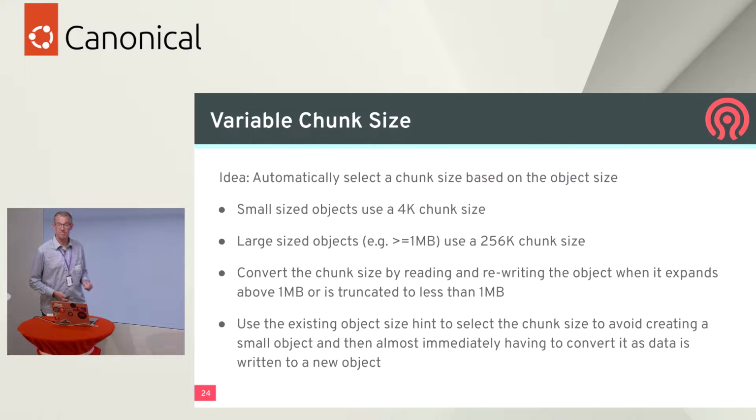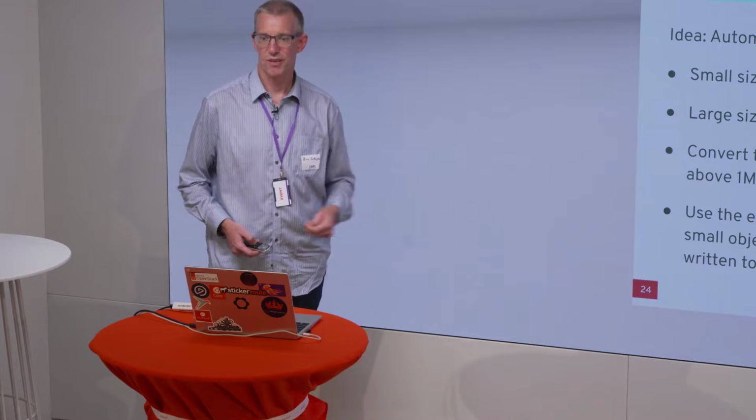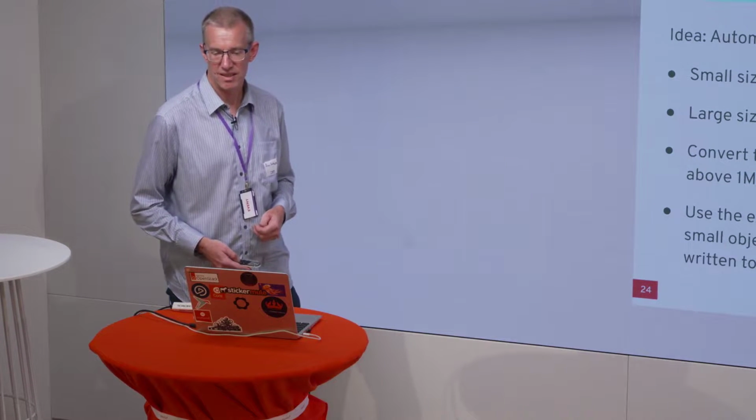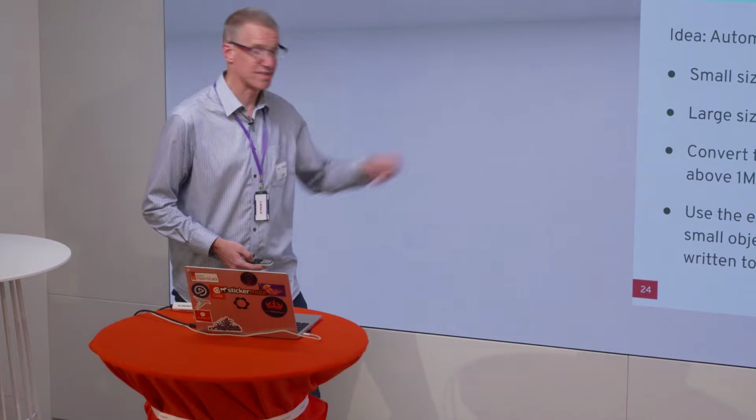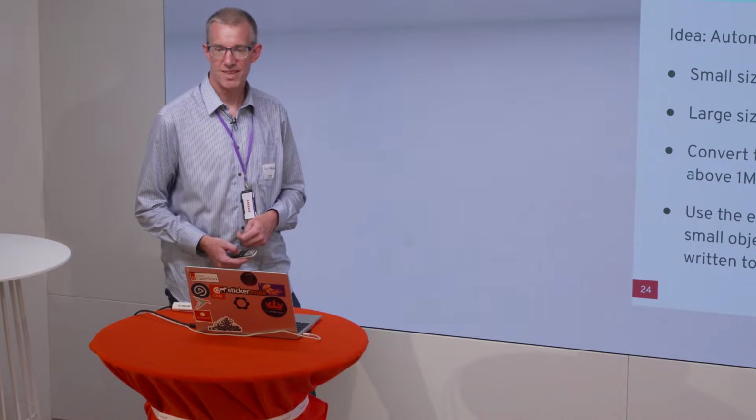There are actually hints when objects are created, giving you an idea what size the object is going to be. And so that way we can avoid an object being created and just the initial bit of it being written. We don't want to choose a small encoding size if the rest of the data is going to follow almost immediately. So we can use that hint to say, okay, we might only have 4K of data to store, but this object's expected to be a 4 meg object, so we'll use the larger chunk size straight away. And so that will reduce the number of cases where we have to convert the chunk size.